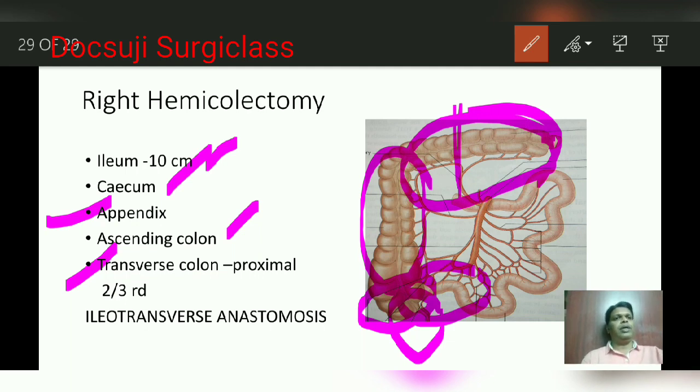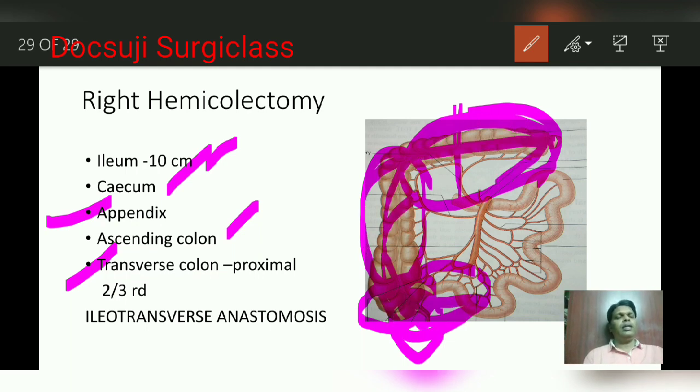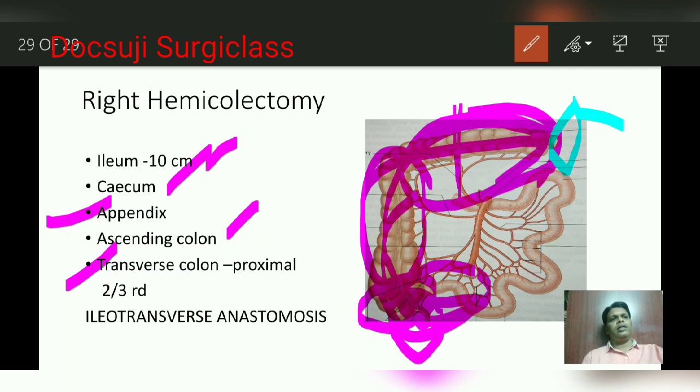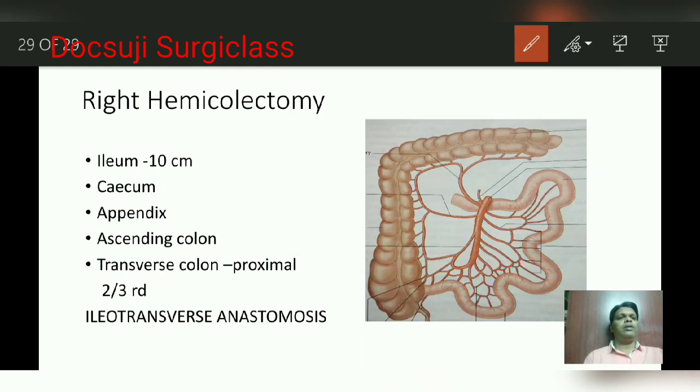So you take out this part completely, from here to here, and the remaining content, you have the transverse colon end here and the ileum end here. So these have to be anastomosed, that is an ileotransverse anastomosis. So these are all about the treatment of ileocecal tuberculosis. This completes the right iliac fossa mass, where I have discussed two important things: one is appendicular mass and the second is ileocecal tuberculosis.